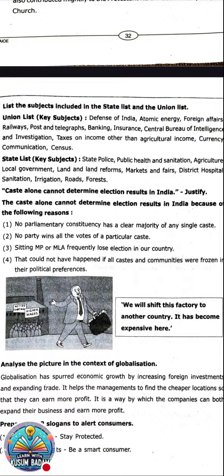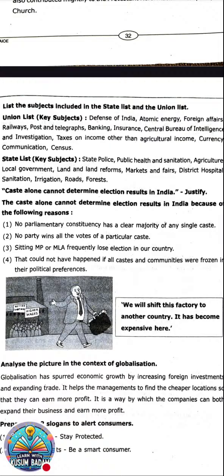So here the question: caste alone cannot determine election results. You need to write that caste has no role to play in elections, and no majority group is winning on the basis of elections. So you can make your own points. Are you listening? I'm not getting any responses.